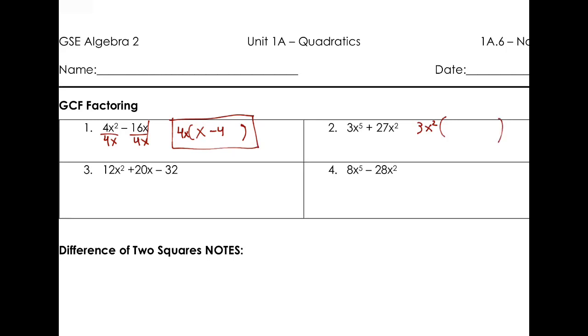How do we figure out what's on the inside? We know there should be two terms, and we're going to divide by our GCF. Again, you're going to divide by your GCF. Guys, you're going to be hearing that GPS, so just bear with it.